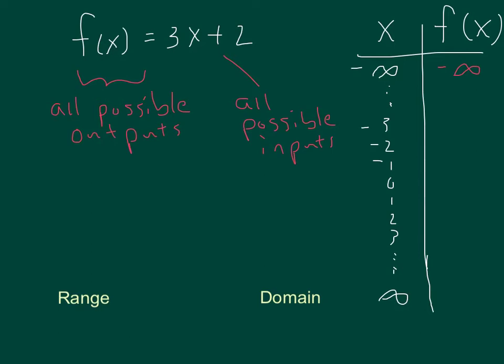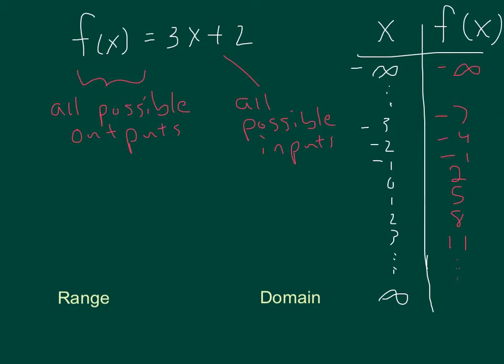As we continue the process of substitution, we'll see that -3 goes to -7, that we already knew. -2 goes to -4, -1 goes to -1, 0 goes to 2, 1 goes to 5, 2 goes to 8, and 3 goes to 11. Now I said goes to, what I really should be saying is mapped to. So -3 gets mapped to -7 and so on.